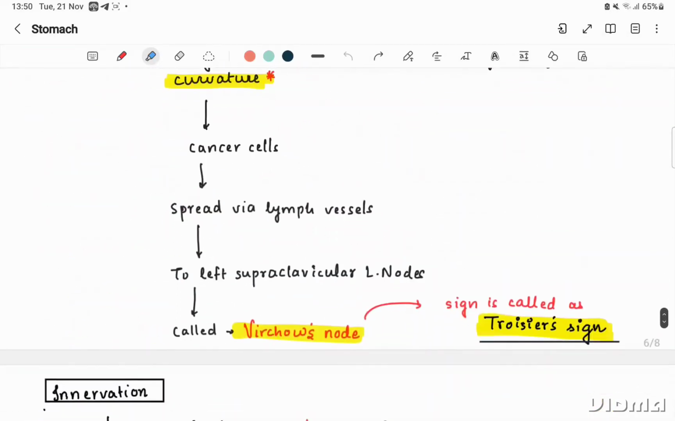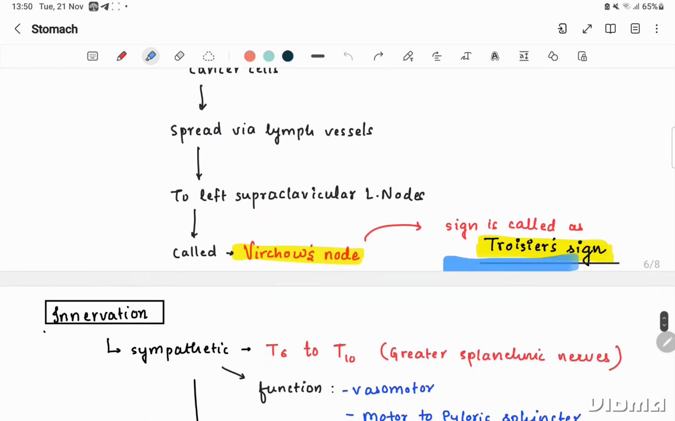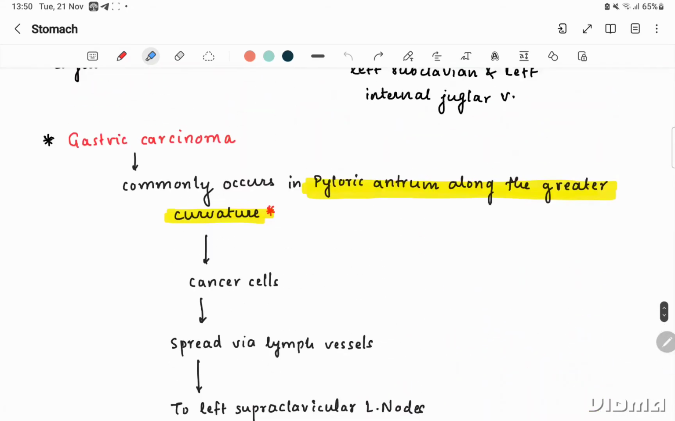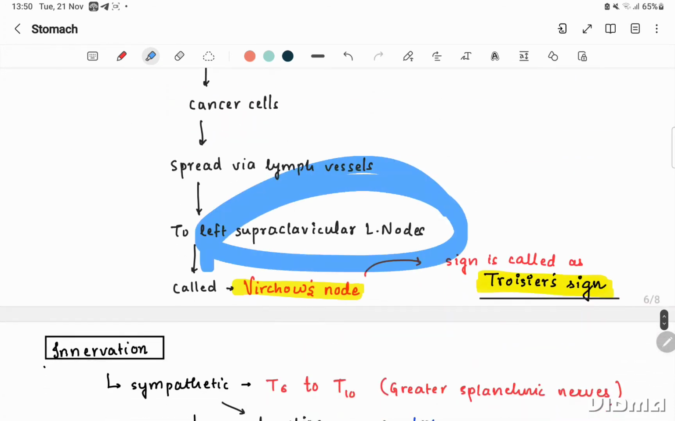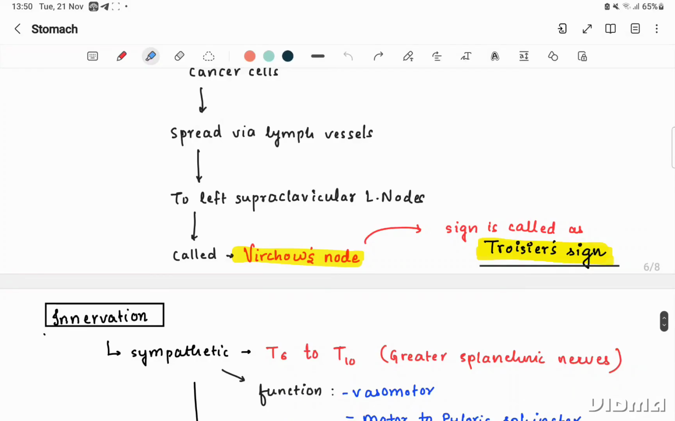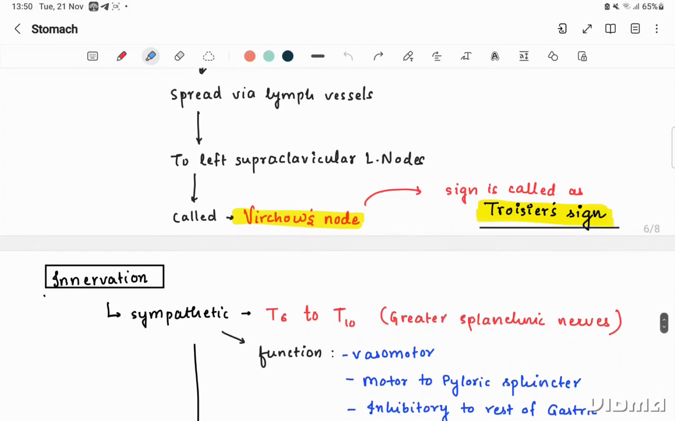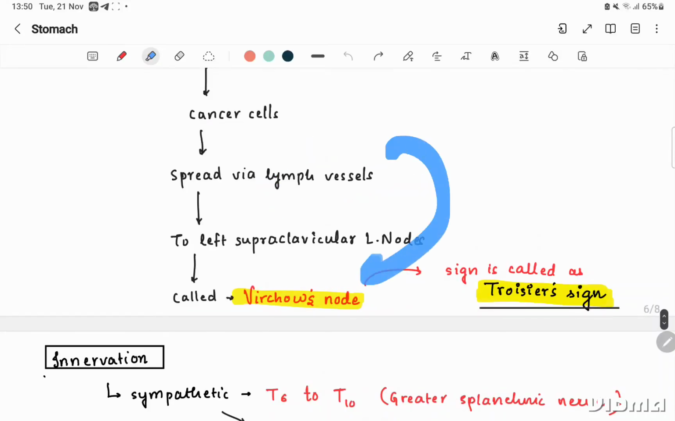So the cancer may spread via the lymphatic vessels to the supraclavicular lymph nodes, which is called Virchow's node, and the sign is called Troisier's sign. So what is Troisier's sign? Troisier's sign is commonly seen in gastric carcinoma, in which the cancer cells reach the supraclavicular lymph nodes via the lymphatic vessels. I had talked about the supraclavicular lymph nodes when discussing the breast. They are called Virchow's node, and this sign, where the gastric carcinoma cells are present there, is called Troisier's sign.